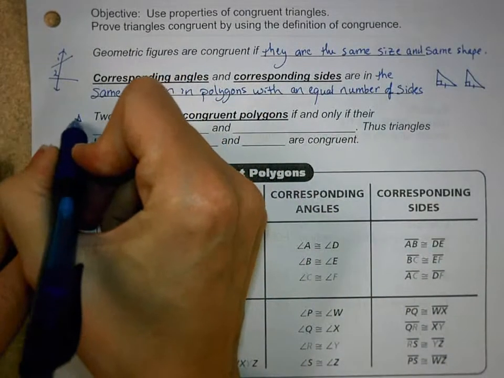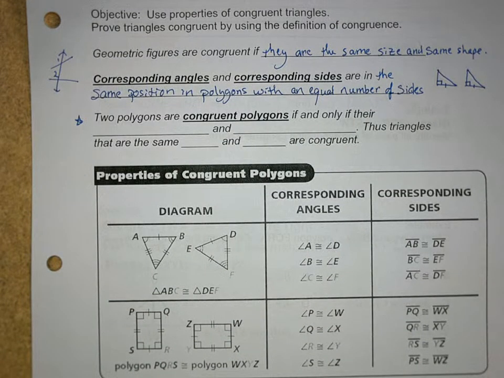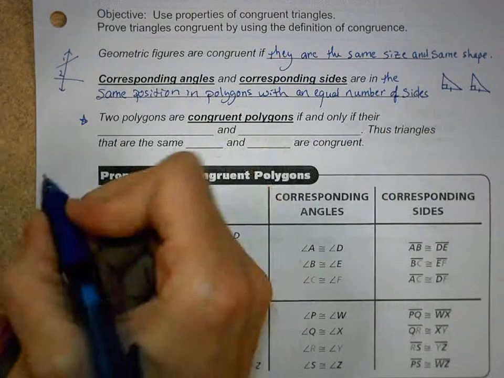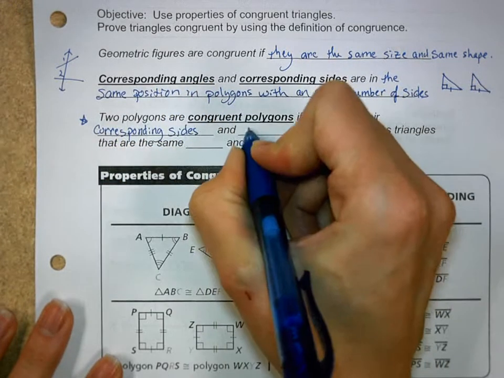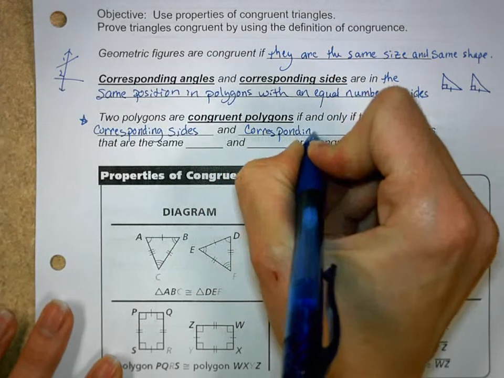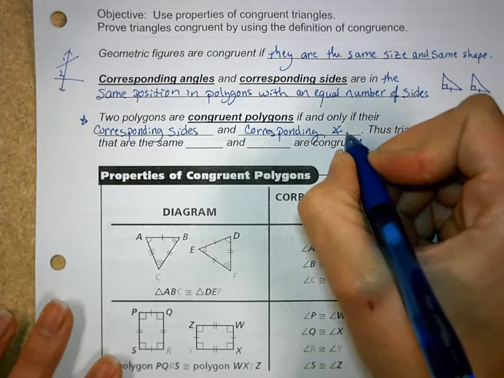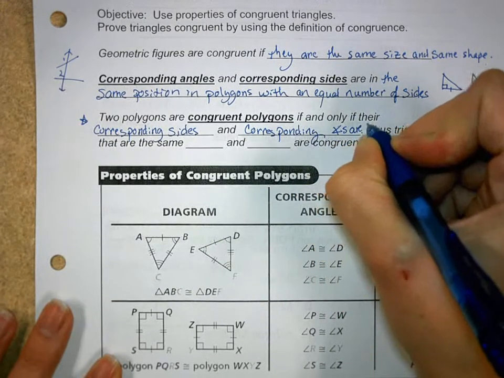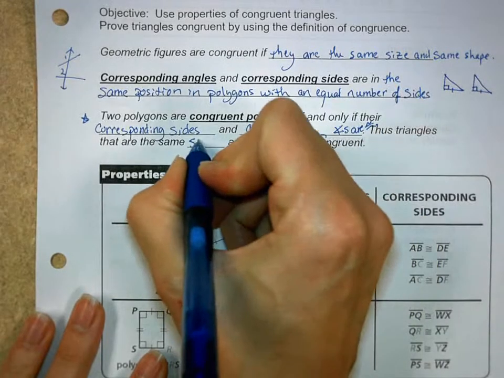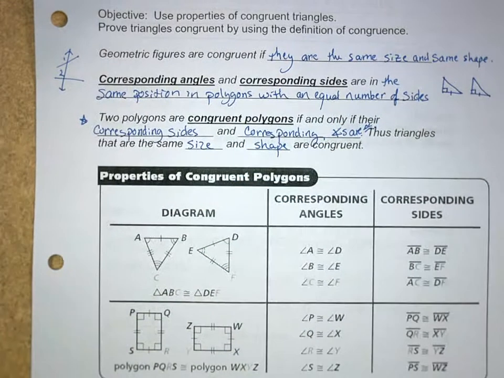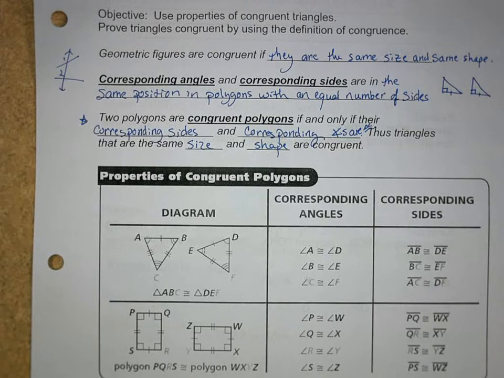So here's the definition of congruent polygons as a result. It says two polygons are congruent polygons if and only if their corresponding sides, which means the matching sides, and corresponding angles are congruent. All right, so here's the key. They're going to be congruent if and only if their corresponding sides and corresponding angles are congruent. Thus triangles that are congruent are the same size and shape. So triangles that are the same size and shape are considered congruent. They have this one-to-one correspondence.